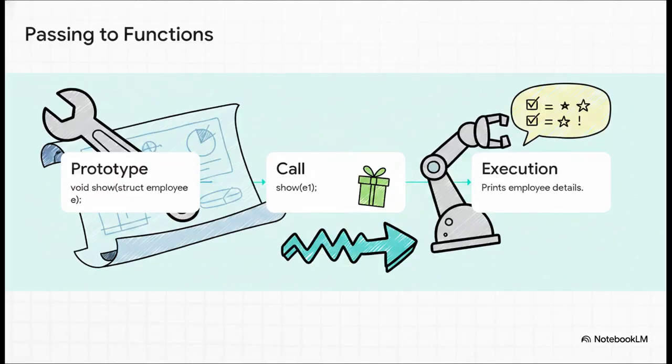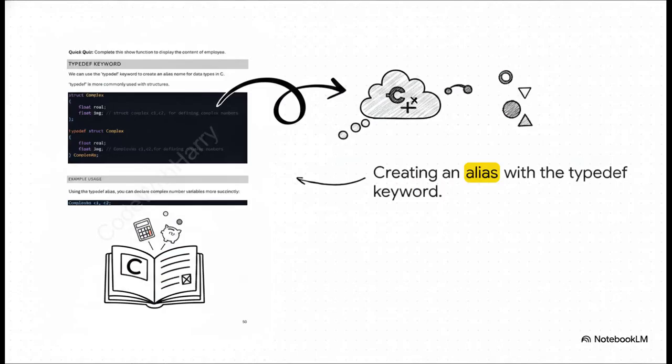And because a structure is treated as a single cohesive package, passing it to a function is super straightforward. First, you define your function prototype, like void show, passing in struct employee E. Then you call the function and hand it your structure variable. Boom! Execution! The function gets the whole package of mixed data and does all the heavy lifting, keeping your main code nice and uncluttered.